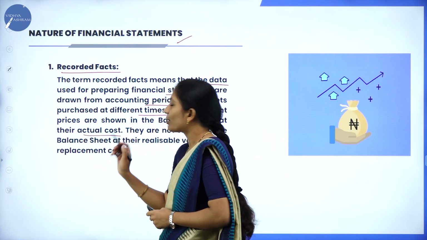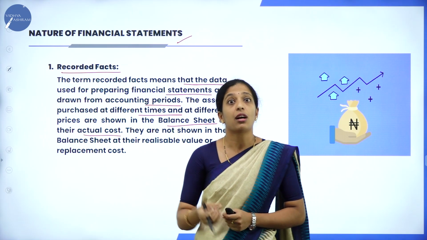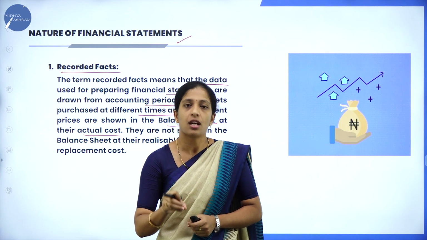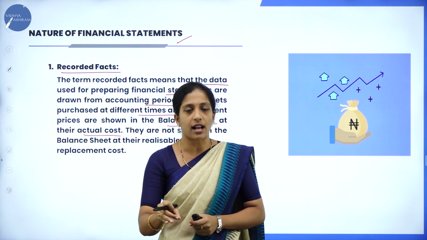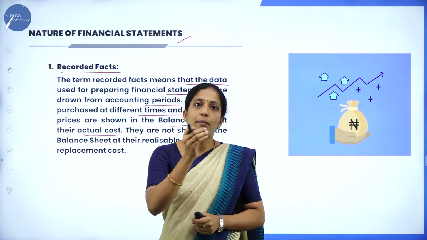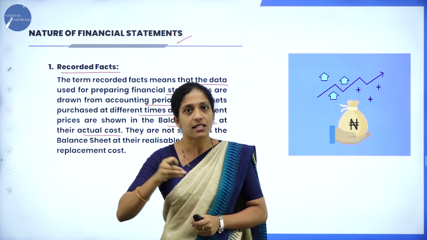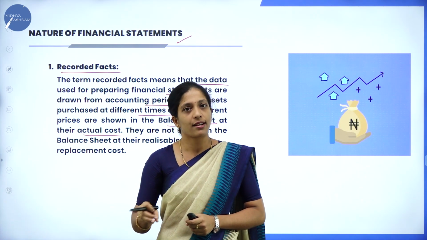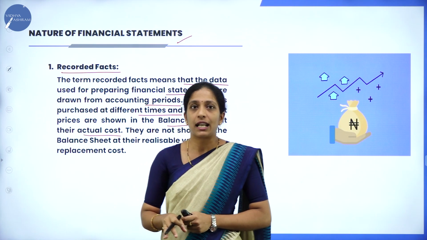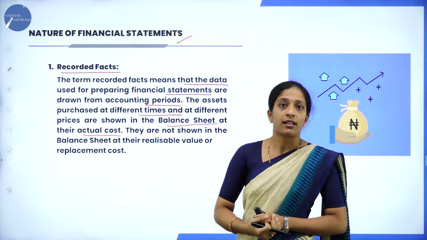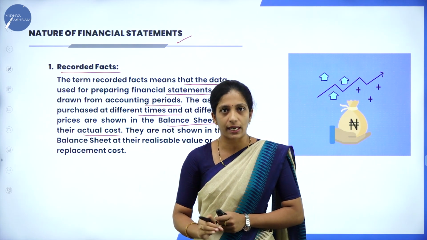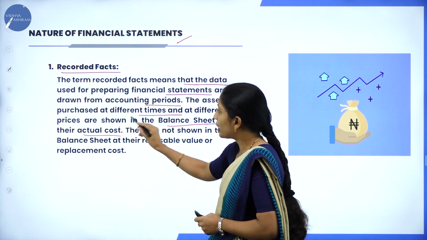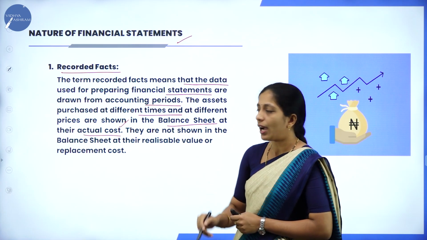But we record the transaction in the books of account on the date when we have purchased. Do you think at the end of the financial year, the value of that particular asset which was purchased in the month of April or May will be the same at the end of March? No, it might have increased or decreased. But when we record in our books of account, when we actually purchase, we show it in the balance sheet at its actual cost.